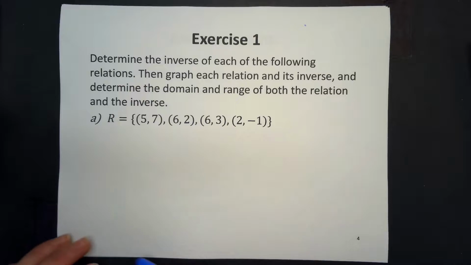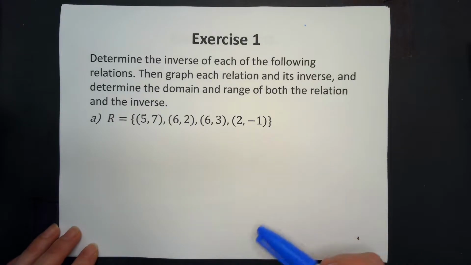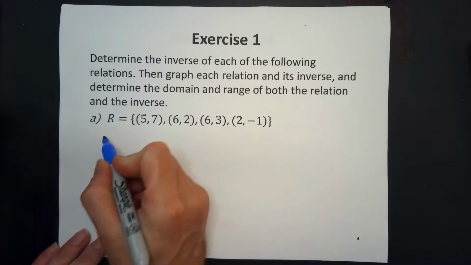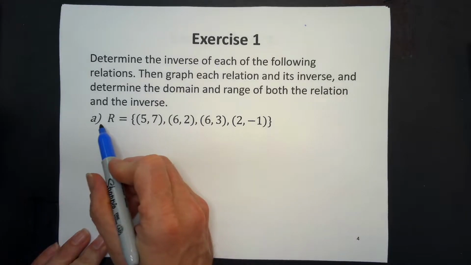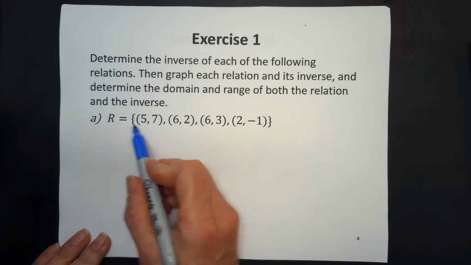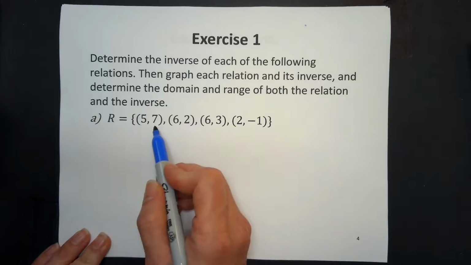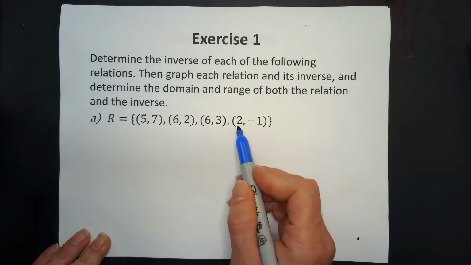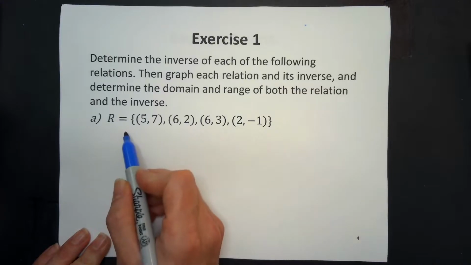So for this first exercise, it says determine the inverse of each of the following relations, then graph the relation and its inverse, and determine the domain and the range of both the relation and the inverse. So right here, for part A, r equals, and we have the points (5, 7), (6, 2), (6, 3), and (2, -1). Those are our 4 points.